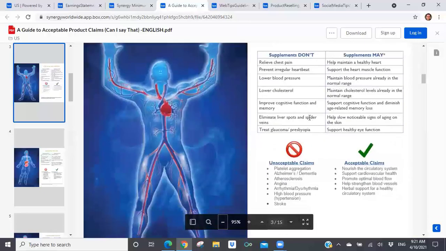So if you're going to focus on the circulatory system, you could say something to the effect of, would you like to maintain blood pressures already in the normal range? Or you could say, would you like to support cognitive function and diminish age-related memory loss? You could put that as a question to create interest. So again, it gives you some ideas in terms of the things that you are able to do and say.